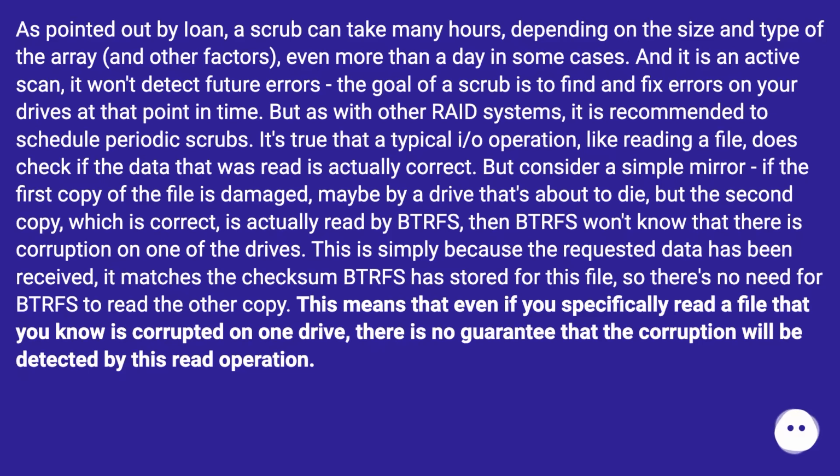It's true that a typical I/O operation, like reading a file, does check if the data that was read is actually correct. But consider a simple mirror. If the first copy of the file is damaged, maybe by a drive that's about to die, but the second copy, which is correct, is actually read by Btrfs, then Btrfs won't know that there is corruption on one of the drives. This is simply because the requested data has been received, it matches the checksum Btrfs has stored for this file, so there's no need for Btrfs to read the other copy. This means that even if you specifically read a file that you know is corrupted on one drive, there is no guarantee that the corruption will be detected by this read operation.